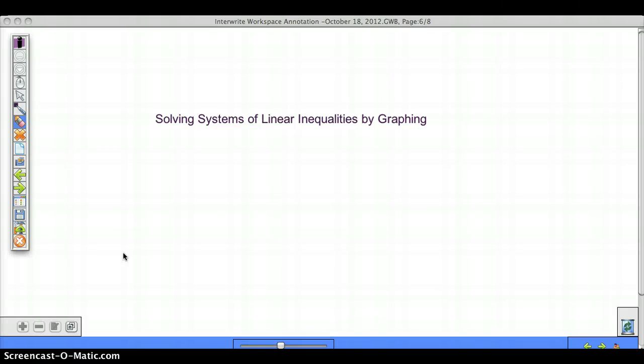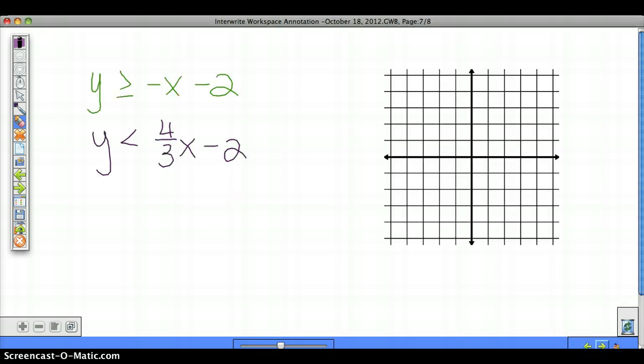Solving systems of linear inequalities is going to be very similar to solving equations by graphing. It's just now we're going to have our inequality signs. So for this first example, we have y is greater than or equal to negative x minus 2, and then we have y is less than 4/3 x minus 2. So we have to graph both of these and then remember to shade on both of them.